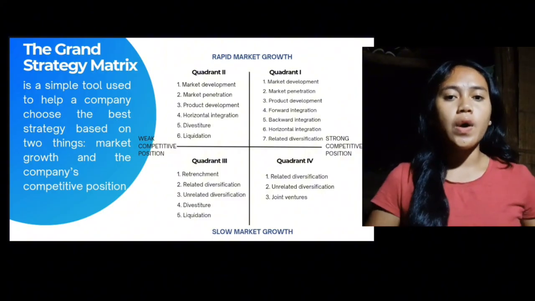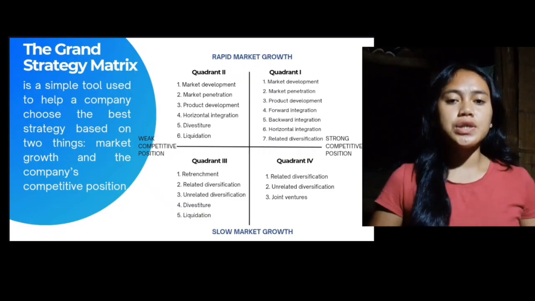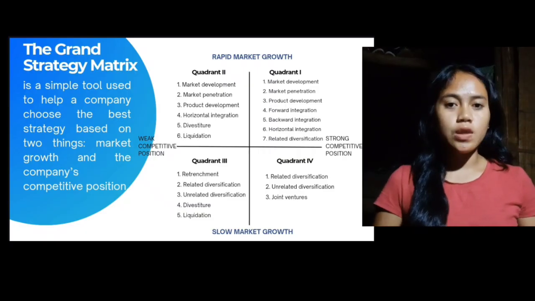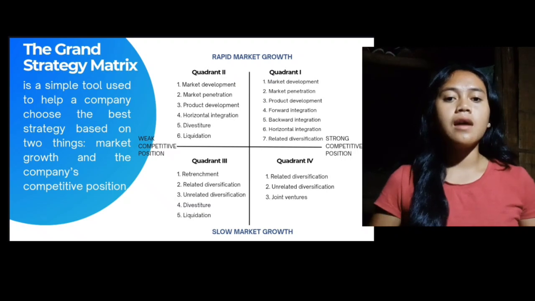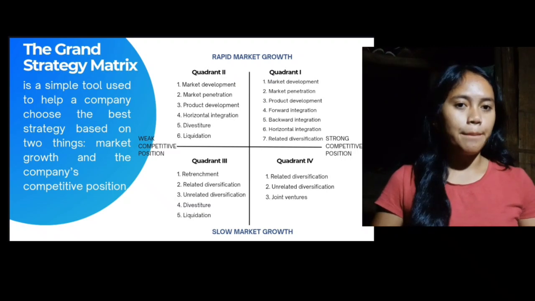So the company is strong and the market is growing fast. This is a great situation, so the company should expand and grow. For quadrant 2, fast growth plus weak position. So the market is growing, but the company is not strong enough yet. So it should find ways to improve and compete better.